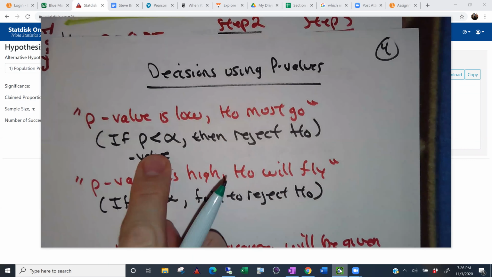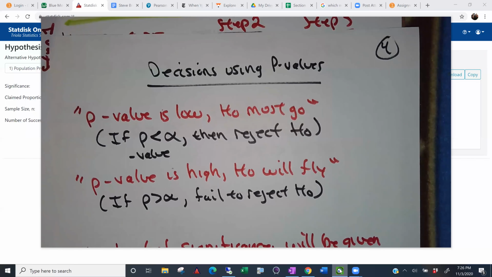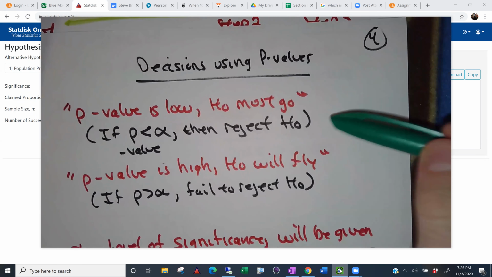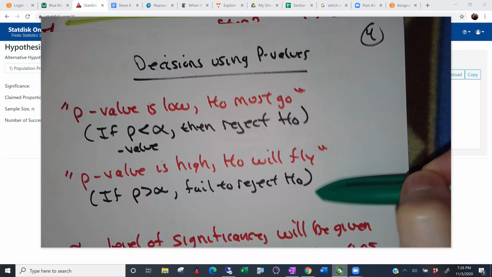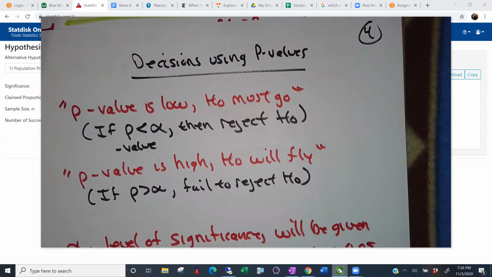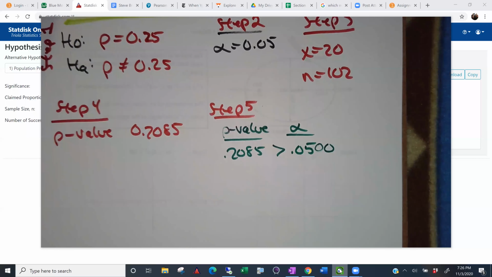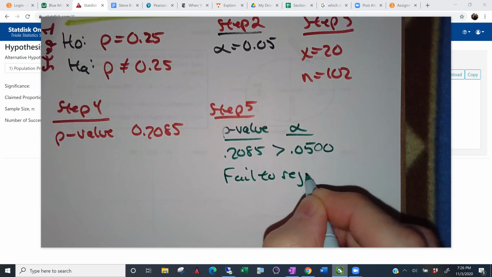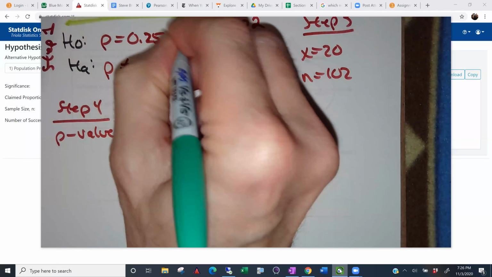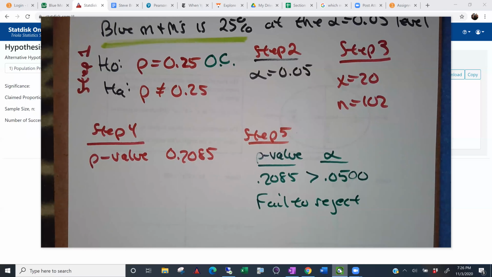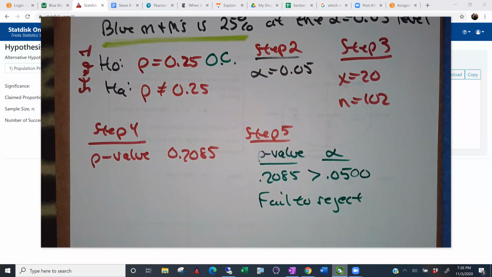If the p-value is low, H naught must go. If the p-value is high, H naught will fly. Which one of these am I going to use? Top one or the bottom one? Bottom. P is greater than alpha, so you fail to reject. This was our original claim, and we need that for our work in step 6.